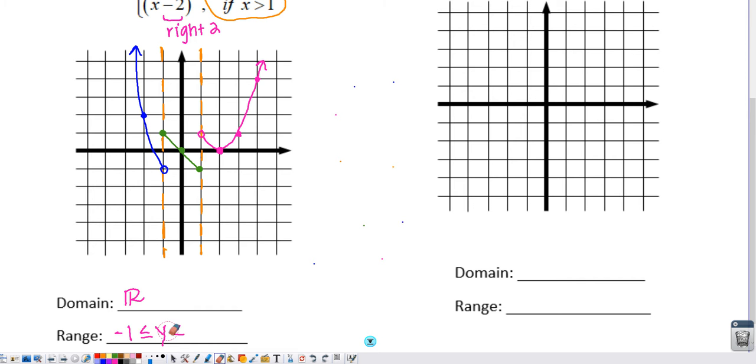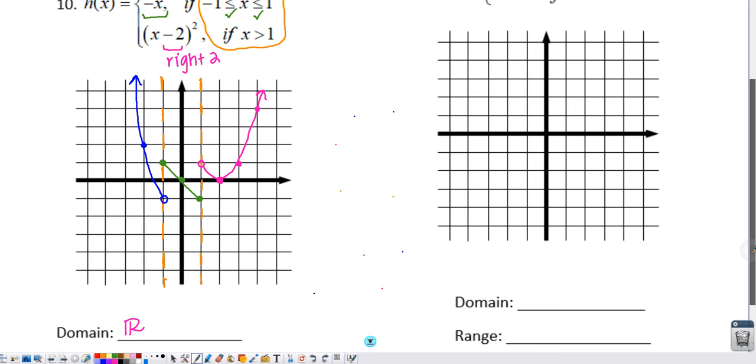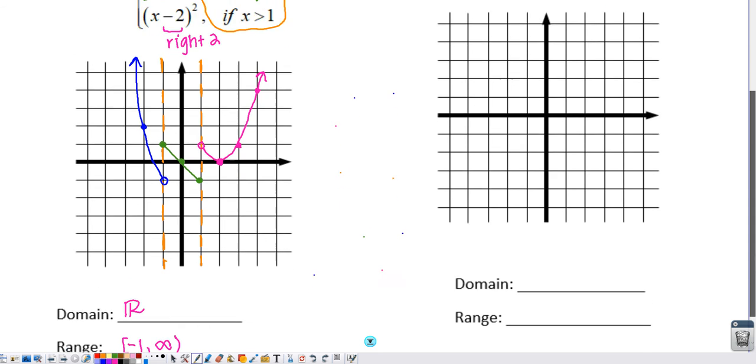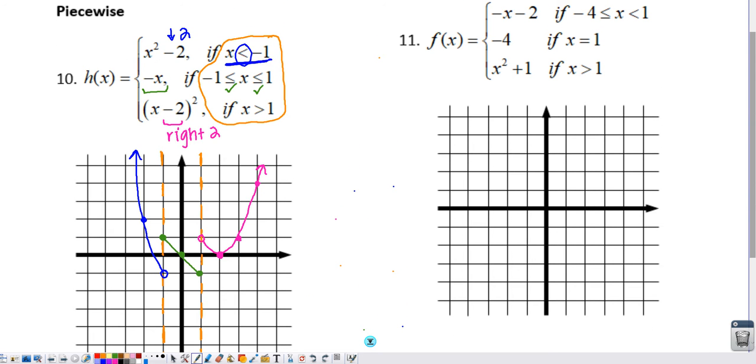Okay, I'm going to do it in interval notation. So it actually goes from -1, closed, to infinity. Perfect. Okay? I don't like putting infinity in mine, but it's fine. You could also say y is greater than or equal to -1. Okay? So I'm going to pause and see what you can do in number 11. And I'm going to go ahead and do number 11.